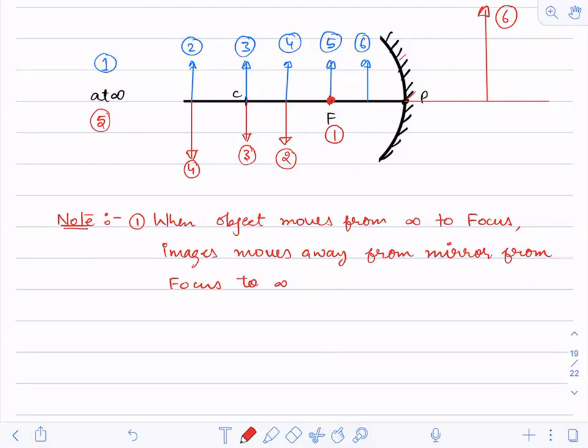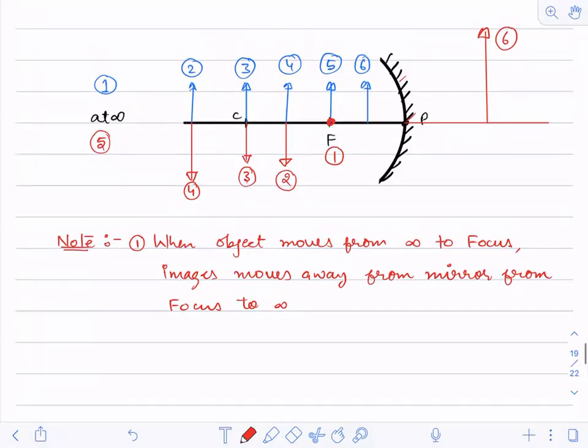Now I'm telling you a trick how to remember about the size, from where to where it is diminished and from where to where it is enlarged. Just see here one thing. For 1 and 2, the size has increased a little bit compared to the image, but compared to the object, it is still diminished only. So for 1 and 2, it is diminished.